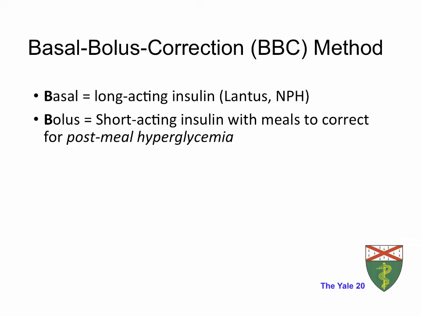And then we also have bolus insulin. This is a short-acting insulin that's given with meals, and the purpose of this is to correct for post-meal hyperglycemia. So if I were to take in a carb load, my blood sugar will go up and my insulin production will go up to try to keep my blood sugar within the normal range.